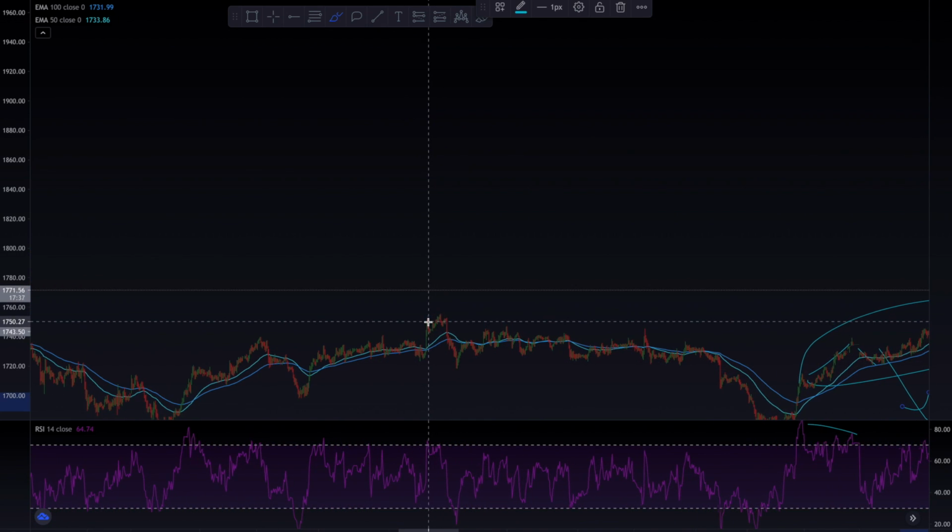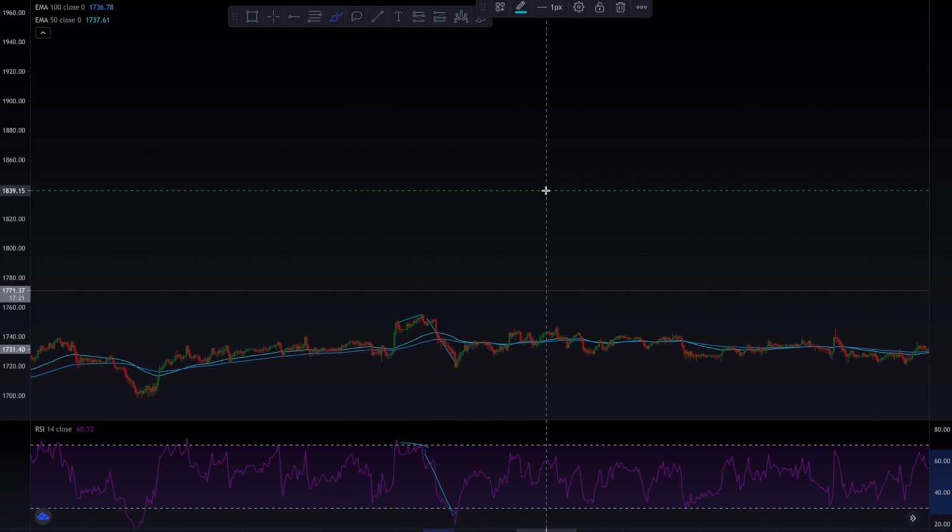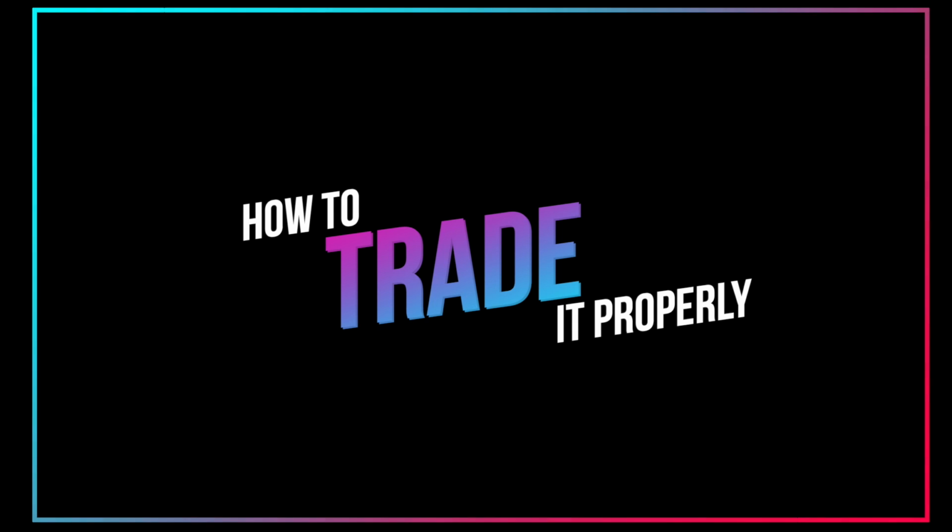So over here you can see, if we zoom in, the price created a higher high, but when we compare it with the indicator, it created a lower high and then the price moved down. So this is how you find divergence. Now that you have understood what RSI is, the settings and the divergence, let us set up the chart so that it looks like mine, and then I will tell you how to trade it properly.